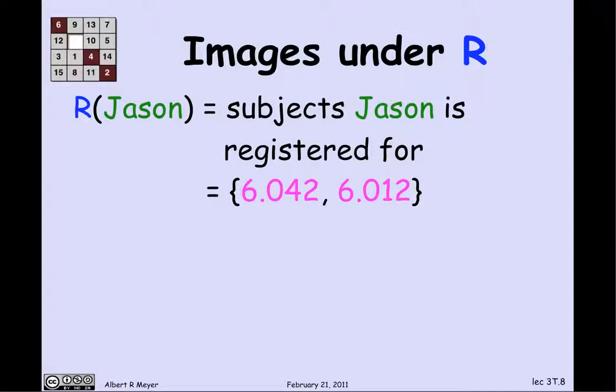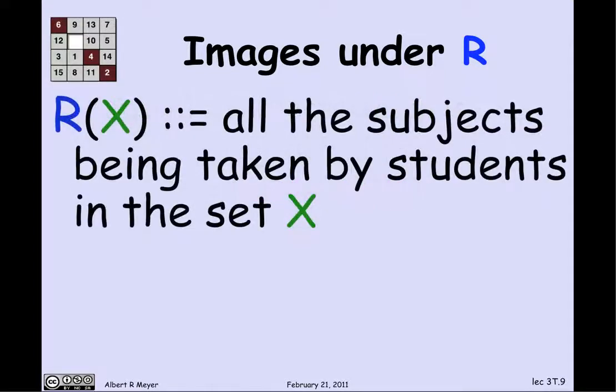So at this point, we've applied R to one domain element, one student, Jason. But the interesting case is when you apply R to a bunch of students. So the general setup is that if X is a set of students, a subset of the domain, which we've been showing in green, then if I apply R to X, it gives me all the subjects that they're taking among them, all the subjects that any one of them is taking.